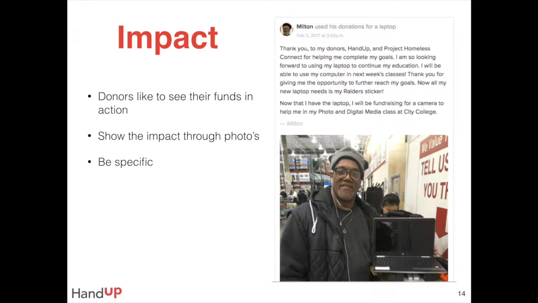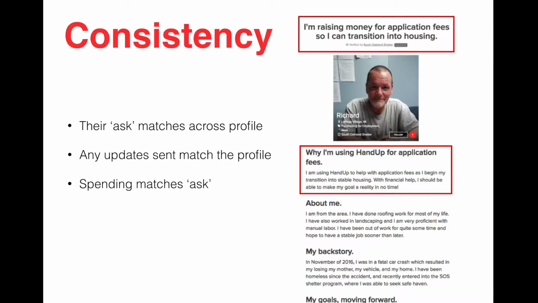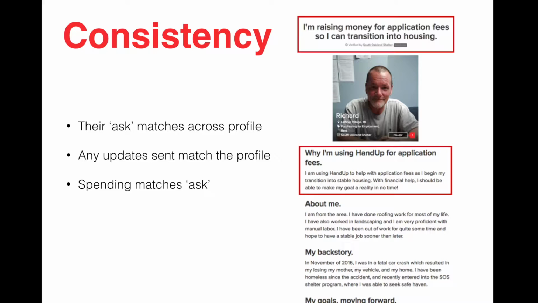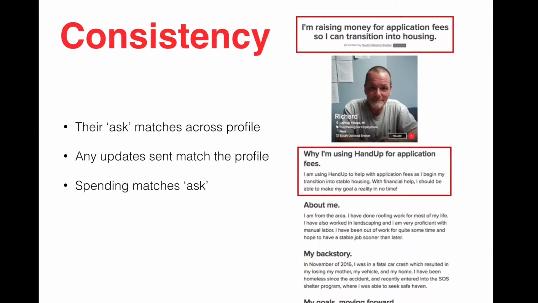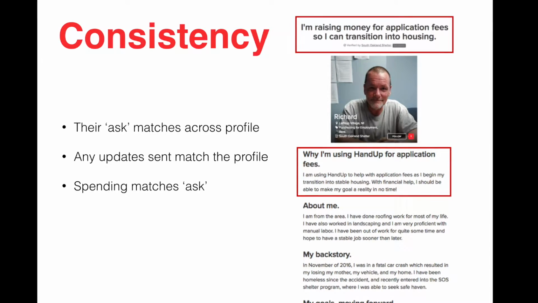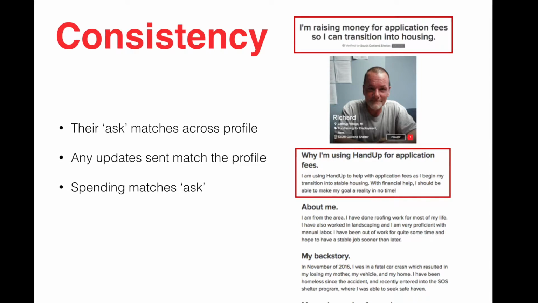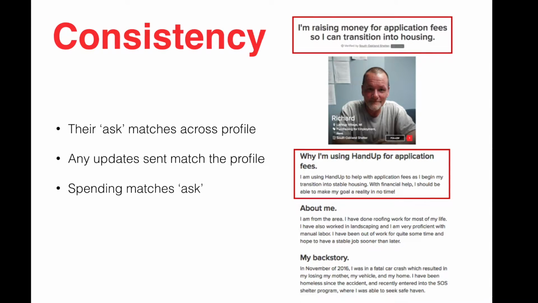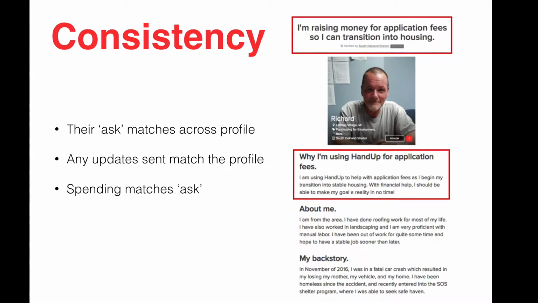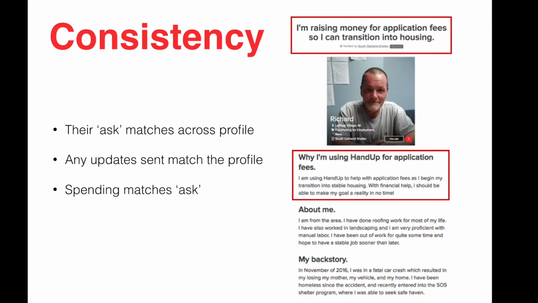So really great update. The next thing donors are looking for is consistency. So it's really important that their ask matches across the rest of the profile. You'll see this portion outlined in red is the ask, and that often changes as you change the goal, but the rest of the profile stays the same. So make sure the rest of the profile is still kept up to date, even if you change the goal. Any updates sent should match what was written in the profile. And any spending that's made once they meet the goal should be consistent with what they asked for.